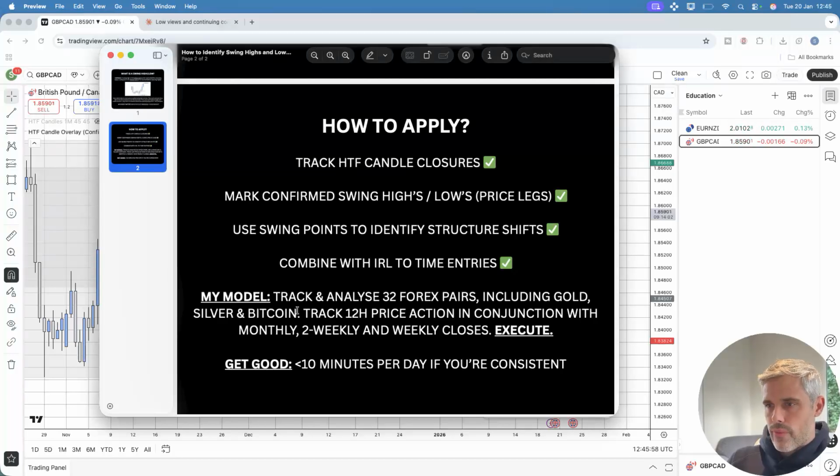So I track and analyze 32 Forex pairs, including gold, silver, Bitcoin, and I track 12-hour price action in conjunction with monthly, 2-weekly, and weekly candles to swing trade positions. By doing this consistently, it's just a case of executing. Once you get good at it, you can do it in less than 10 minutes per day, especially if you're consistent.